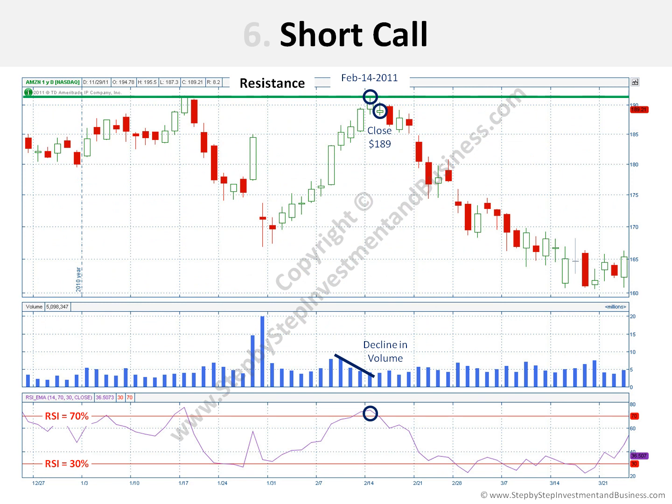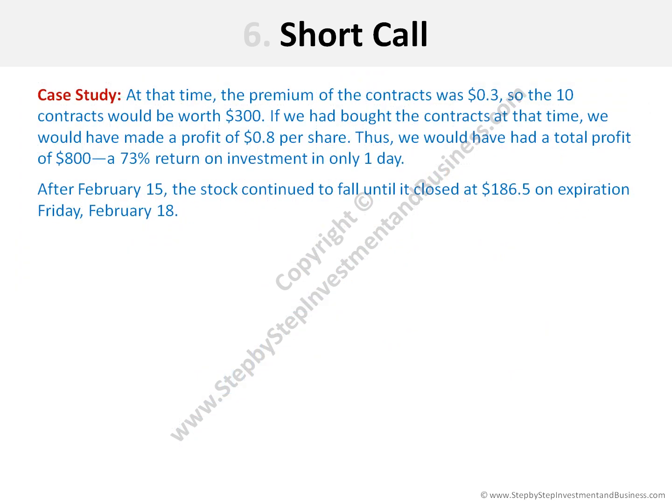That can be seen here. We sold the calls on February 14, the day we got the bearish signal, and the next day the stock fell and closed at $189. At that time, the premium of the contracts was 30 cents, so the 10 contracts would be worth $300.